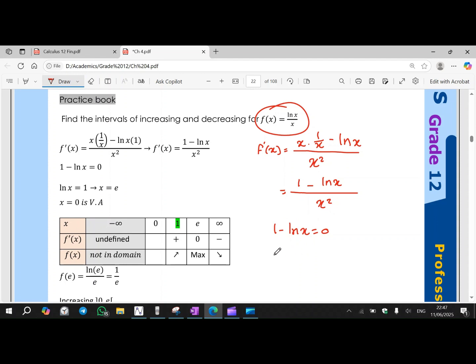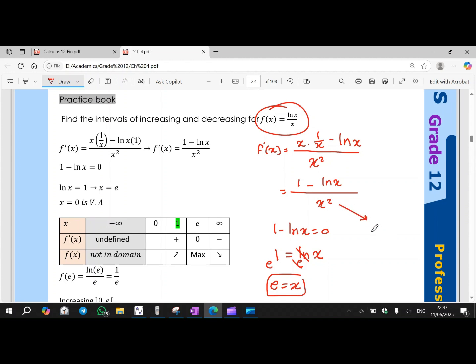Or send ln x to the other side, to be positive, it's easier to deal with positive. 1 is equal to ln x. How can we remove ln? We can raise both sides to the power of e. Ln and e cancel out. e to the power 1 is e, equal to x. So this e is a critical value.